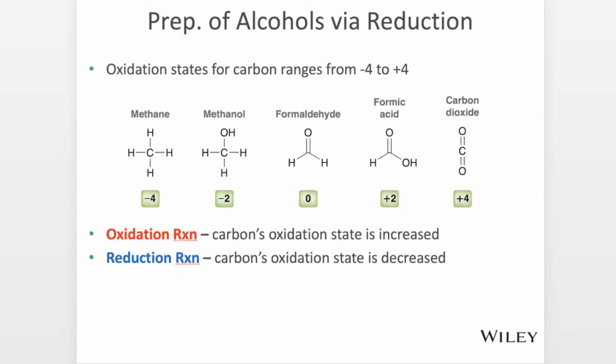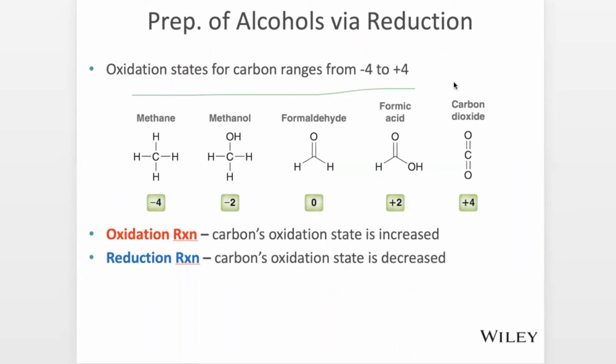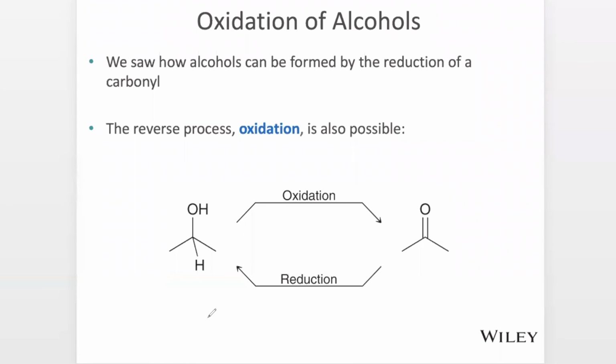If we are increasing our bonds to hydrogen, then we are decreasing the oxidation state, and that is called a reduction reaction. In this direction, as we are adding bonds to oxygen and removing bonds to hydrogen, we are becoming more oxidized. And in the reverse direction, as we are adding bonds to hydrogen and removing bonds to oxygen, we are being reduced. And the bottom line in this chapter is that if we have an alcohol, we can use an oxidation reaction to bring it to the ketone, aldehyde, or carboxylic acid. But we can also form an alcohol from the aldehyde, ketone, or the carboxylic acid using a reduction reaction.